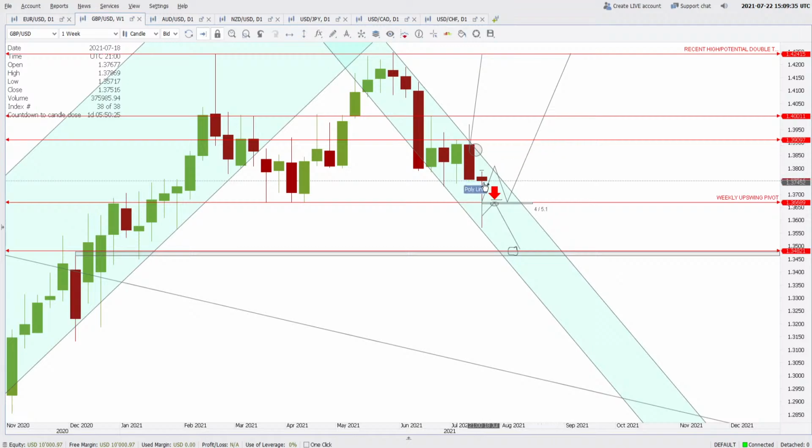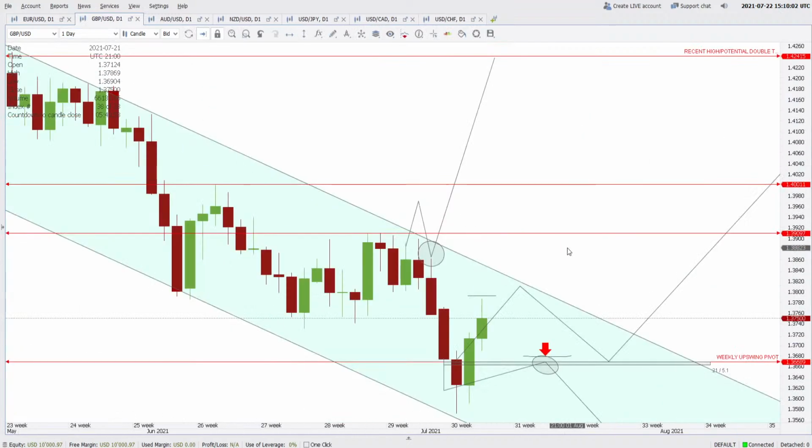Potential double top, because if it could have closed the weekly candle below this upswing pivot, then it could have been a broken double top. But right now it is not a double top because the candle has not closed below, so it is still a pattern in formation, and we can see that the price may test these recent highs at 1.4241 levels again. So this is one thing, and let me switch this to the daily chart again.